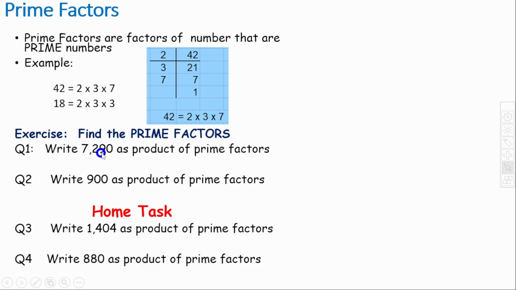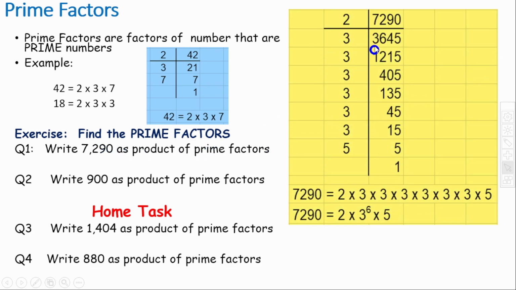7,290. This is the answer. Now let me explain how we got this answer. First of all, we write 7,290 inside, and we ask, what can we use to divide this value without a remainder?